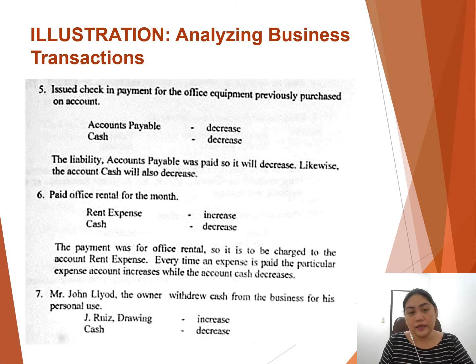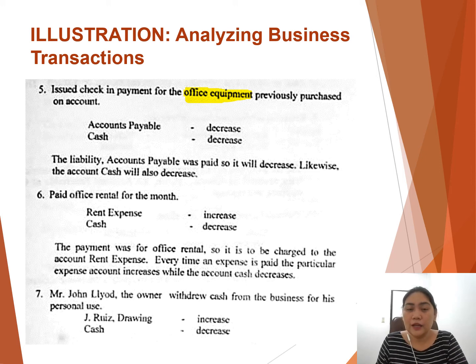Okay? Next, number 5, issued check in payment for the office equipment previously purchased on account. Ang nangyari dito, kung naaalala ninyo, di ba sa number 4, kanina lang, bumili daw ng office equipment on account. So, hindi niya binayaran, di ba? But then here in number 5, nag-issue na daw ng cheque as payment para dun sa utang na office equipment. So, therefore, wag niyo nang i-involve pa si office equipment. Kasi si office equipment, na-record na siya sa number 4. Okay? Sa number 5, ang nangyari kasi dito, nagbayad ka lang ng utang mo.